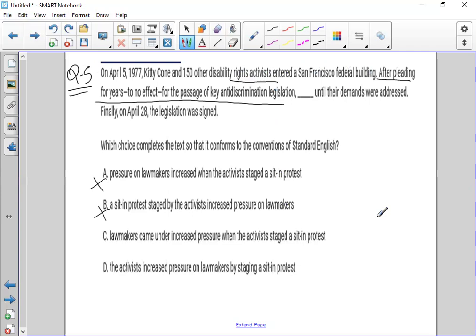And the other thing we can understand here is that they are talking about after pleading for years to no effect for the passage of key anti-discrimination legislation. Lawmakers are the ones who are making law, so they do not need to plead. That's why option C is also not possible. Option D, the activists, will be the answer because they are the ones who pleaded for years. They are the ones that are talked about here.